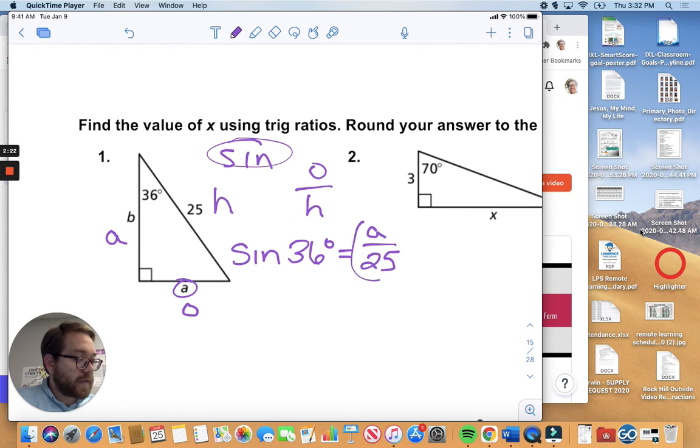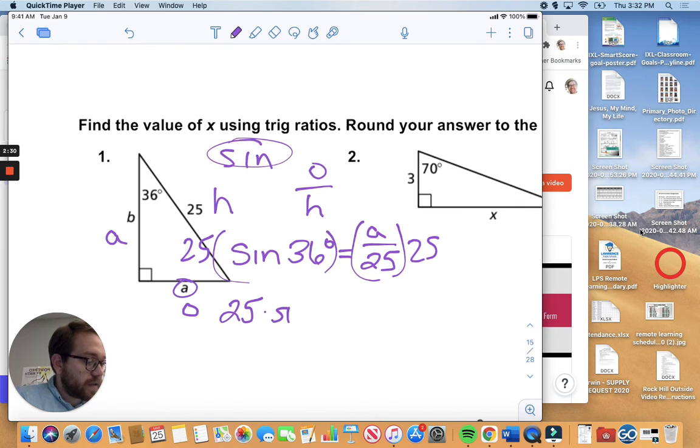So I'll multiply both sides by 25, because that's how I can get it out of the denominator there. So I'll do 25 times sine of 36 degrees is equal to A. Okay, so I multiply both sides by 25 to get it off of the denominator. And now I'm just going to go to my calculator and do 25 times sine of 36 degrees.